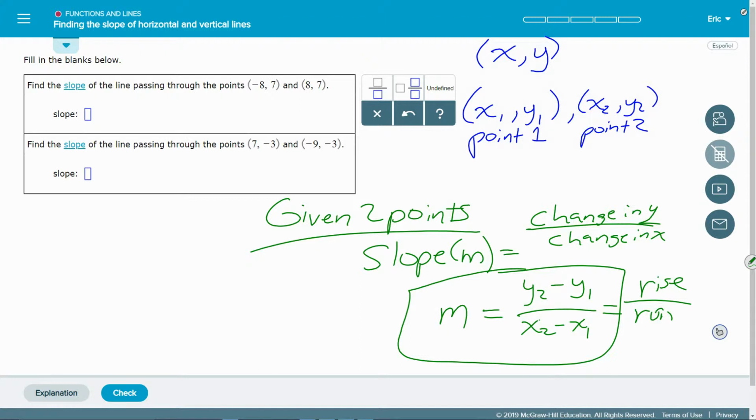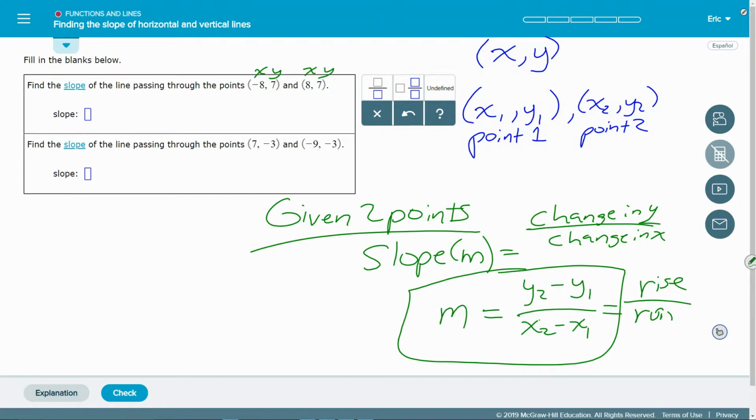2 points, (-8, 7) and (8, 7). Again, that's x comma y, x comma y. It does not matter at all which point you call x1, y1 and which point you call x2, y2, so long as you keep the pairing the same.